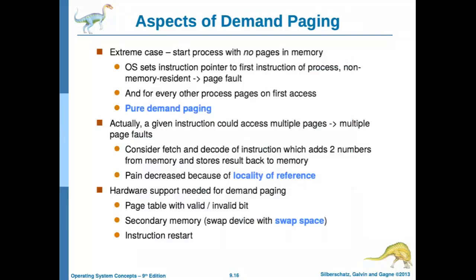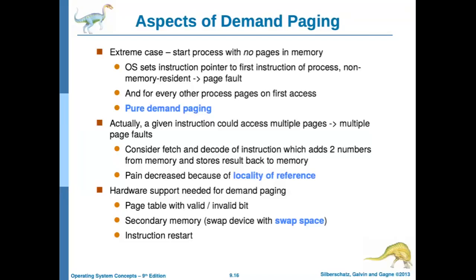Okay. So the extreme case will say we'll start the process with no pages in memory. So just the process control block will be available there. Not a single page will be loaded into the memory. So the operating system will set the instruction pointer to the first instruction of the process, which is non-memory resident. That means that page also is not there in the main memory. That results in page fault. And for every other process, whatever the pages are there, on the very first access, that results in page fault. This scheme is called pure demand paging.